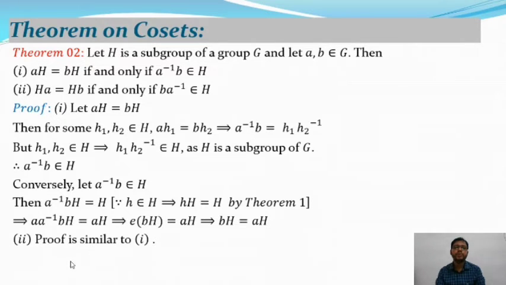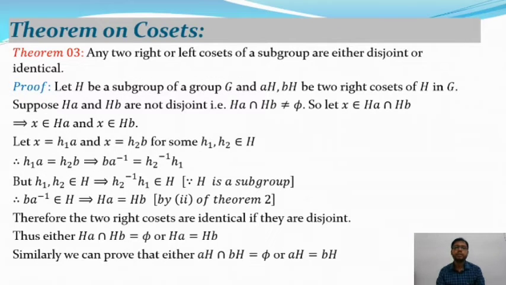Similarly we will prove the second part of the above theorem, that means Ha is equal to Hb if and only if a b inverse belongs to H. We will continue our discussion on the theorems on coset, and after that we will take the third theorem on coset. So here is the theorem.